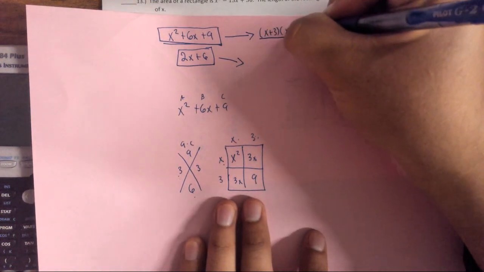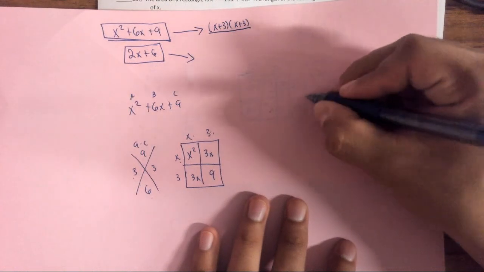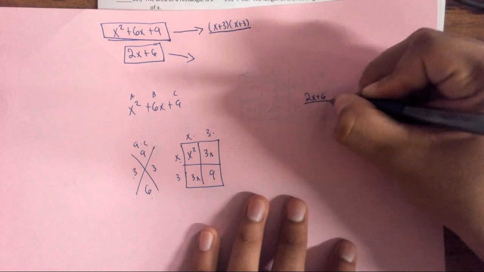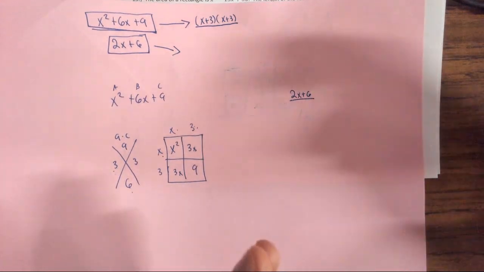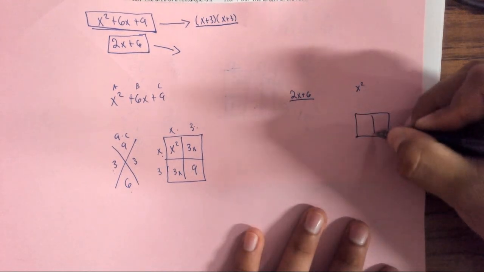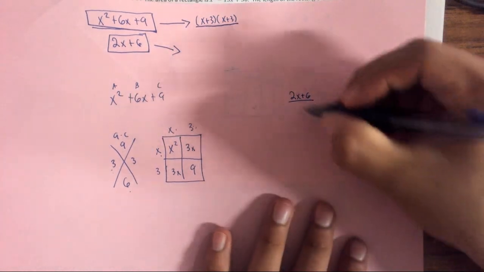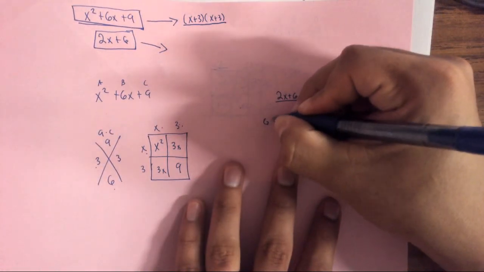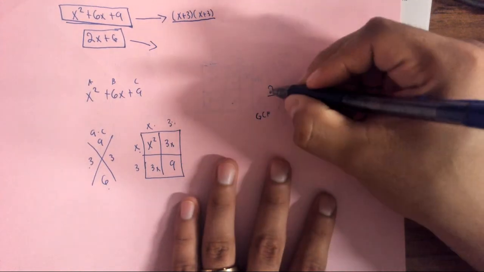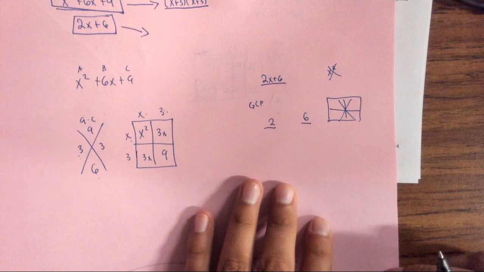Now I want to rewrite the bottom. Now the bottom, unlike the top, whenever I have 2x plus 6, with this one I can't go into the x box. I need at least an x squared to go into the x box. Since I don't have the x squared, I can't do the box. So what I have to do simply is just GCF. So then I list out my 2, list out my 6. What are the factors of 2? What are the factors of 6?